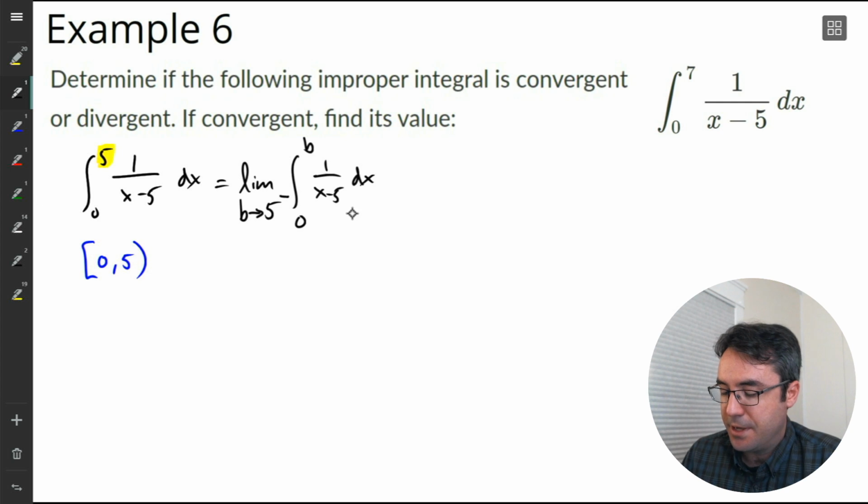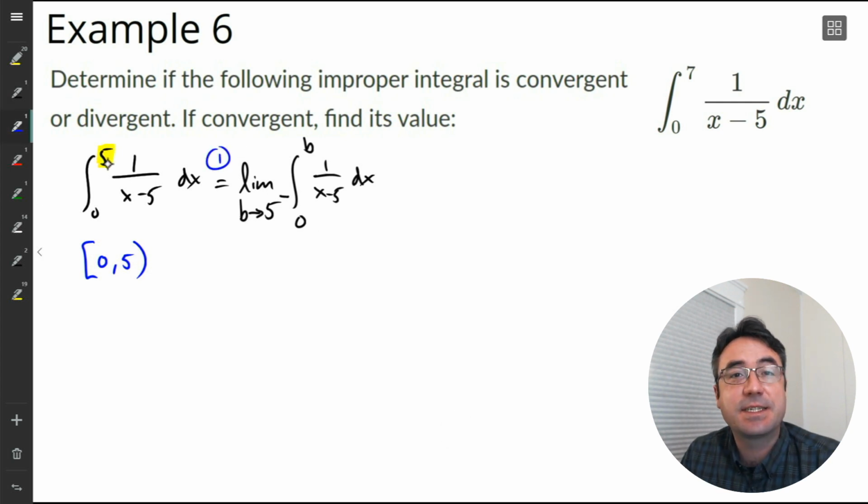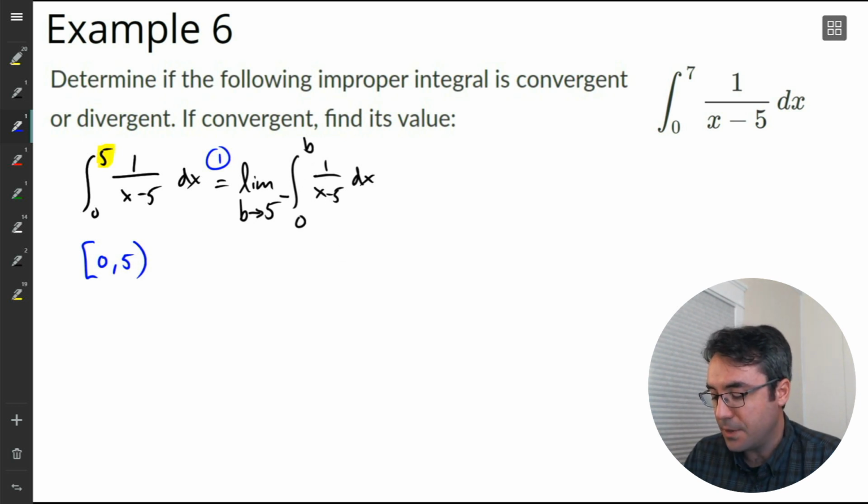All right, so this is the first step: rewrite it as a limit. Our function has a discontinuity at x equals 5, so we have to take that x equals 5 value off of our definite integral, and we have to approach it. So we're writing it as the limit as b approaches 5 from the left of the integral from 0 to b of our function. All right, so that's the first step. Key step. We have to rewrite it as a limit.